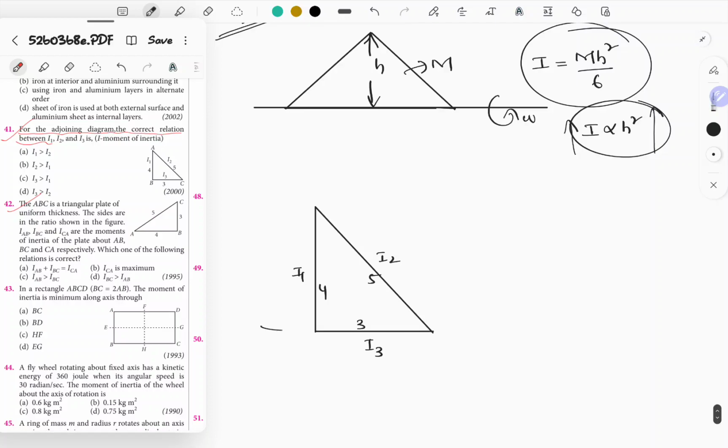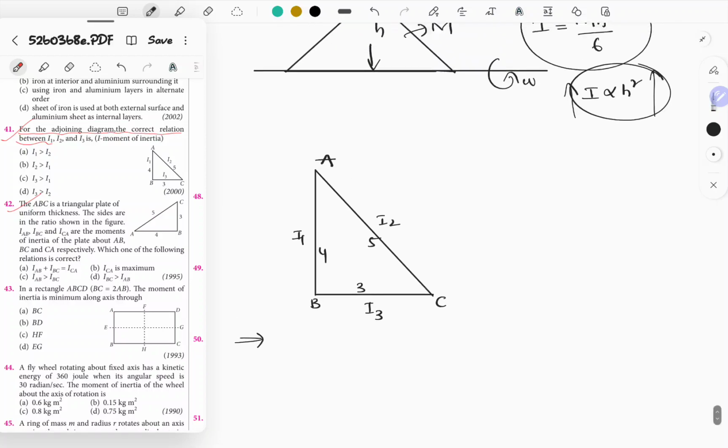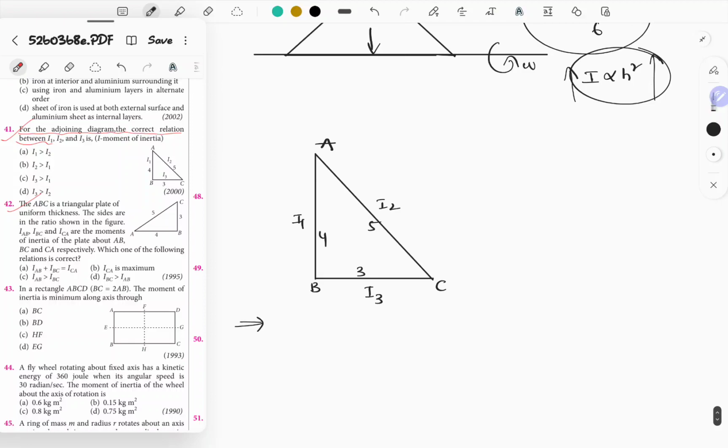Now if I take the base as I3, then what about the height? Height is going to be 4. If I take I1 as the base, then h is going to be 3. In which case is the height greater? Definitely the I3 case, right? If I take I3 as the base, that means B to C as a reference, that's the axis of rotation, then height is going to be 4. If I take A and B as a reference, height is going to be 3. Try to understand, ma? So this is the rule I am going to follow.